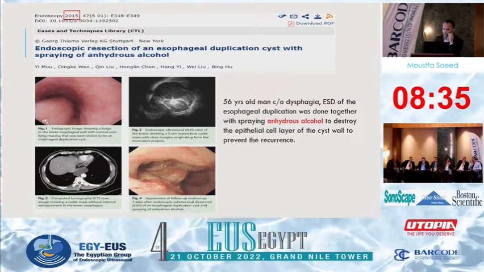Another case, endoscopic resection. This uses ESD, a technique using ESD and spraying anhydrous alcohol to kill the epithelial cell layer to prevent recurrence. It's not used in endoscopic ultrasound.